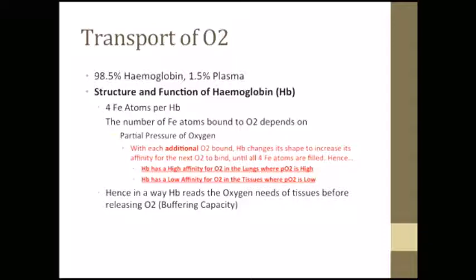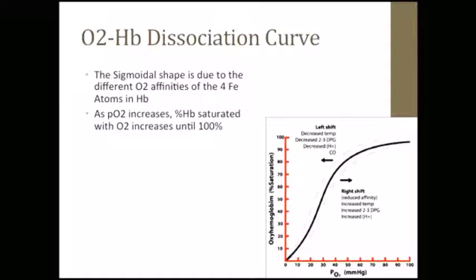So hence, in a way, hemoglobin kind of reads the oxygen needs of tissues before releasing oxygen, which can also be described as its buffering capacity. And note that oxygen binds loosely and reversibly with iron, unlike carbon monoxide, where a permanent, strong bond is formed. So this is the dissociation curve. We're going a bit slower here because this is something that a lot of people have misunderstandings about. So the sigmoidal shape of this curve is due to the different O2 affinities of the four iron atoms in hemoglobin.